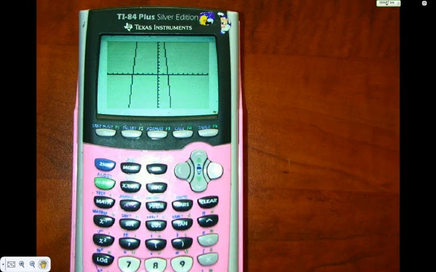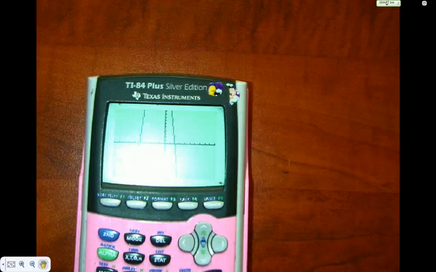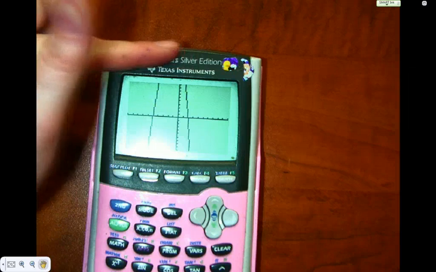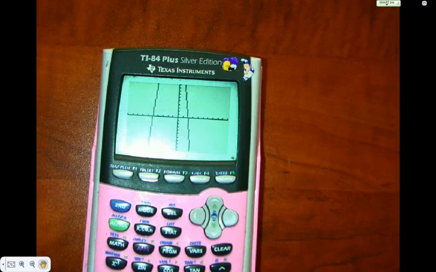Now the problem with this one is, can we see the vertex? No. So sometimes Zoom Standard doesn't do what we need it to do, so we need to go in manually and tell the calculator, hey, show me the rest of this graph. So where is the vertex going to be? Well, it's going to be up higher here somewhere where we can't see it. So we need to see more of the y-axis.